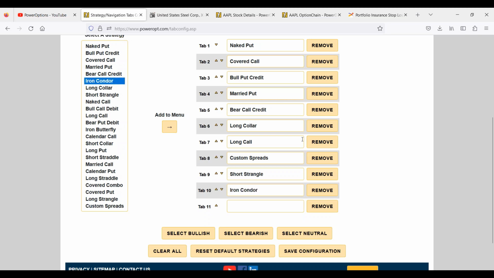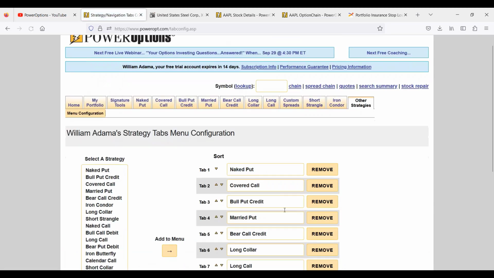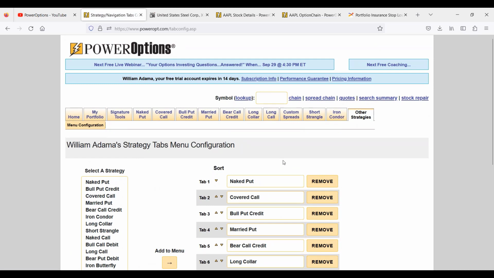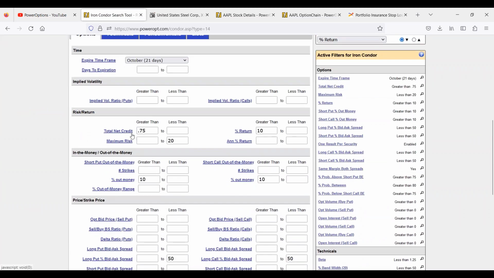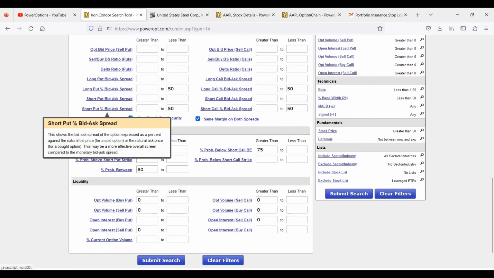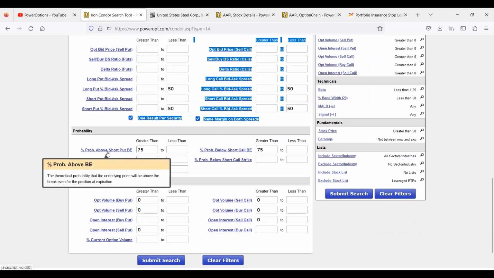Of course, you can use delta in Power Options. There's nothing wrong with that. But my preference, for simplicity in my mind, and it's not in everyone's mind, I get it, is to use that probability. And in Power Options, when you're using the iron condor screen, you have a variety of different probabilities that you can use. The theoretical probability the stock will be above the short put, because of course we're in a bull put credit spread, William. We're combining the bull put credit spread with a bear call credit spread on either side of the stock.